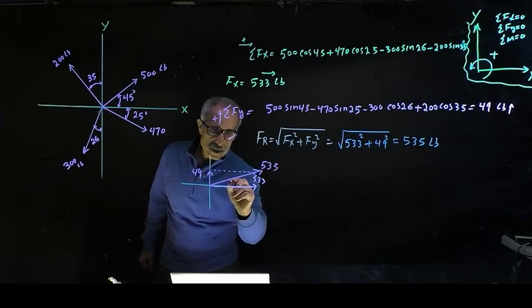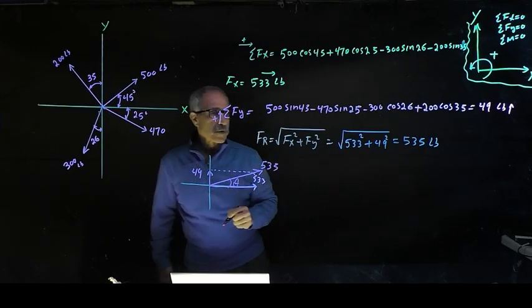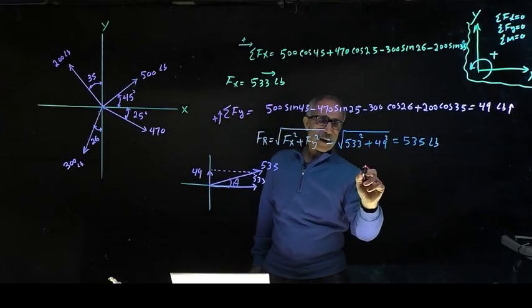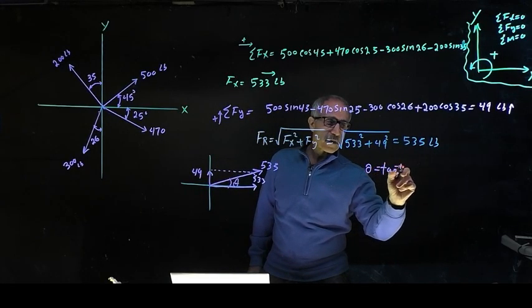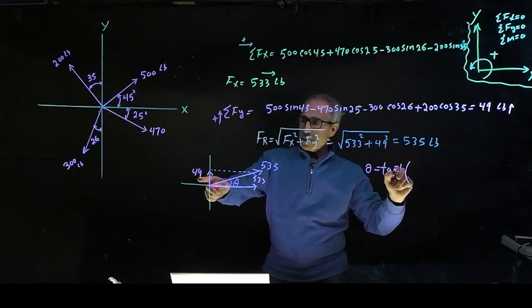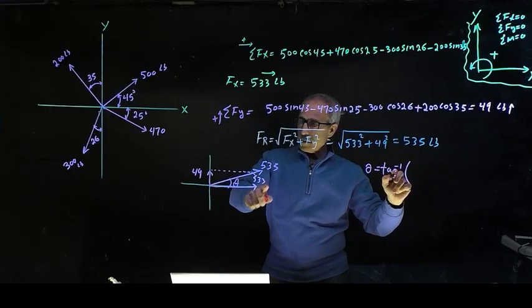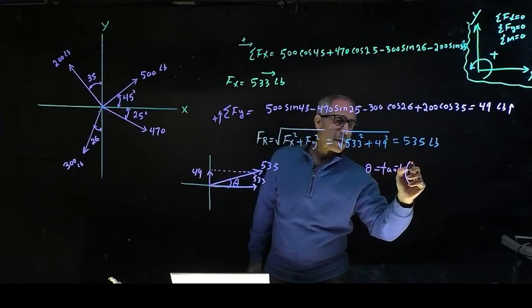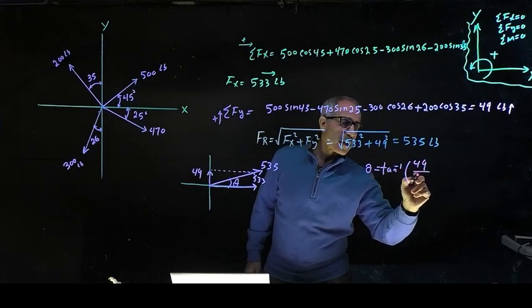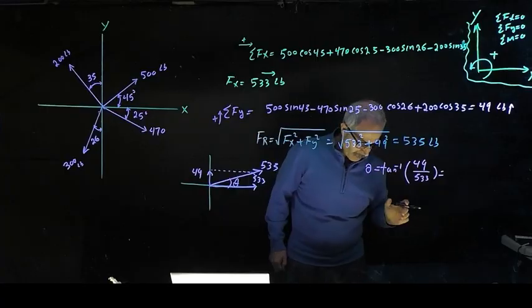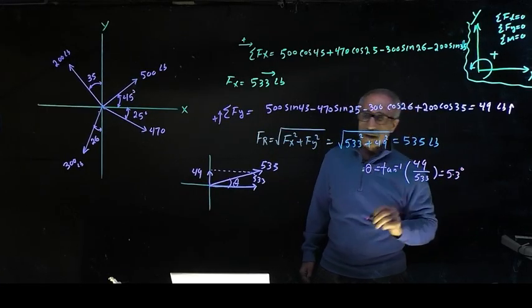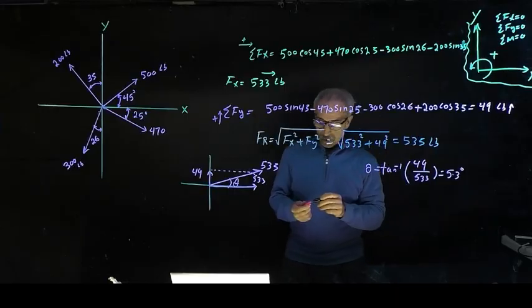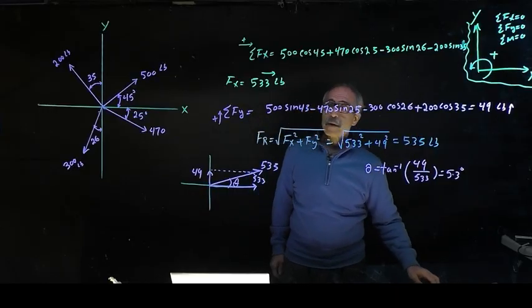It came out to be 535. But what is this angle right there? So that angle is going to be theta equal tangent inverse of the opposite, which is right here, divided by the adjacent, which is 49 divided by 533. And I think we got this to come out to be 5.3 degrees. That's it. So this is one problem.